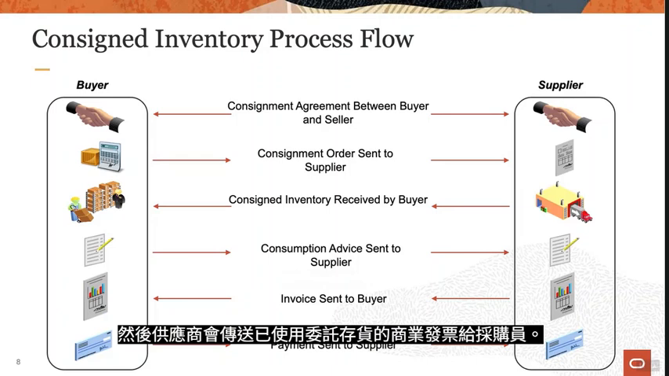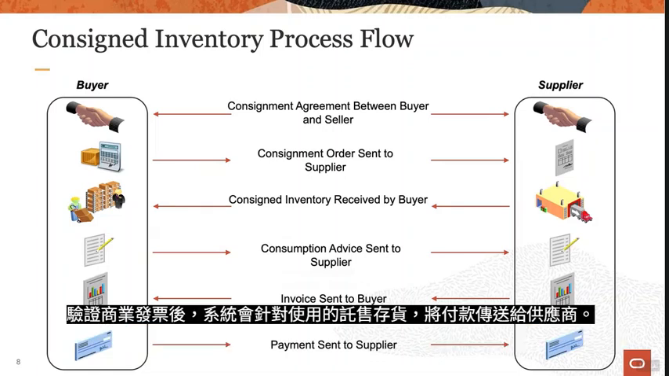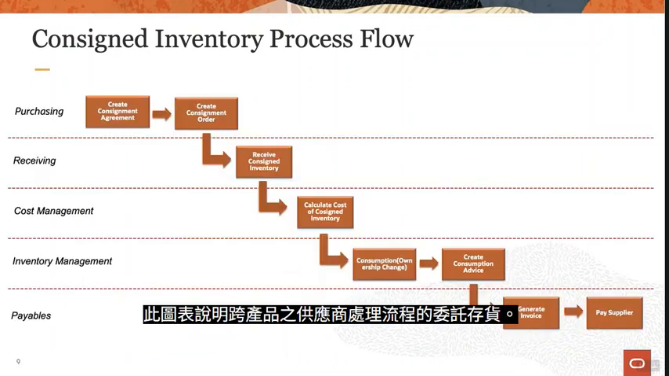Then, the supplier will send the buyer an invoice for the consigned inventory which has been used. When the invoice is received from the supplier, it can then be matched to the associated consumption advice for audit and reconciliation purposes. After the invoice is validated, payment will be sent to the supplier for the consigned inventory which is used. Optionally, a pay on use can be used to pay the supplier immediately upon usage of consigned inventory.